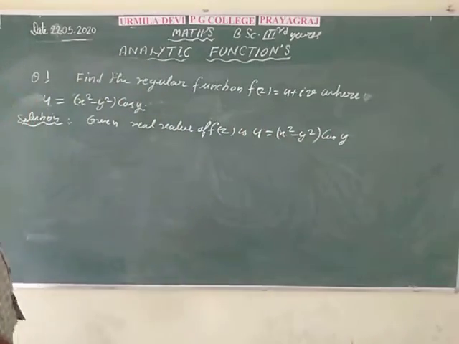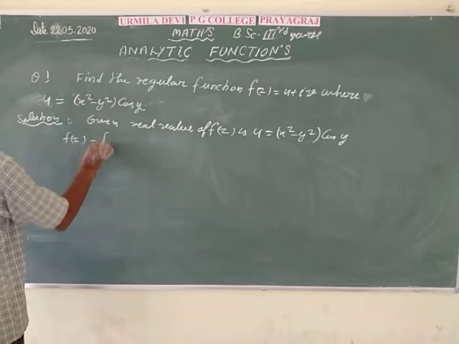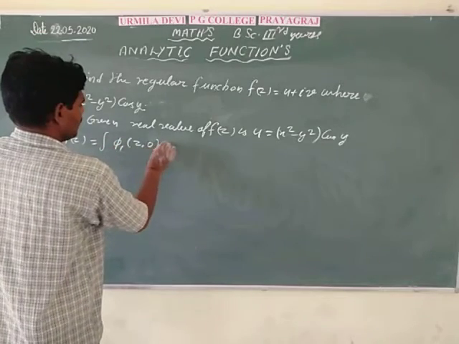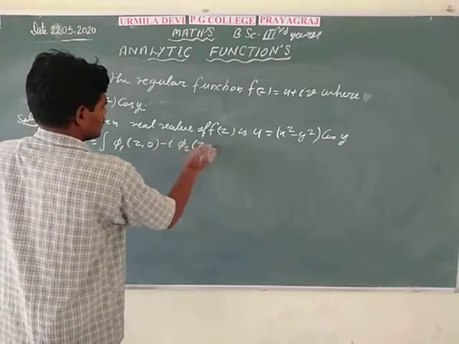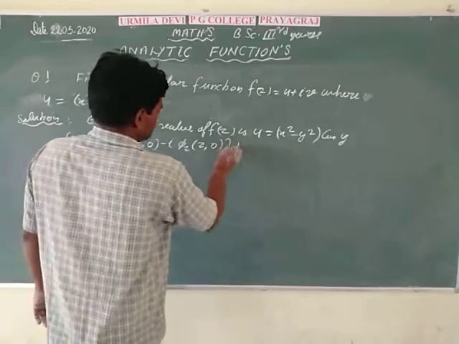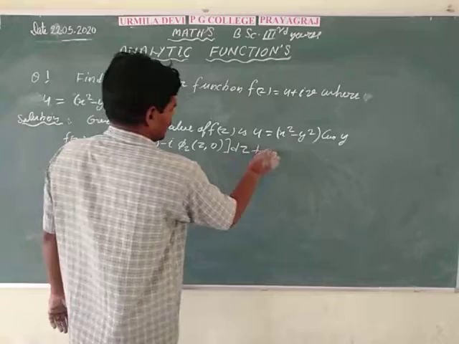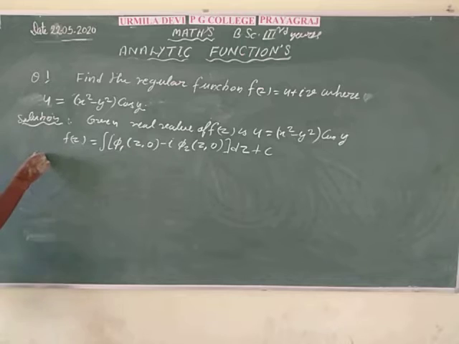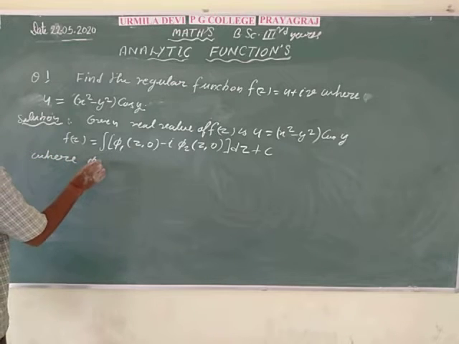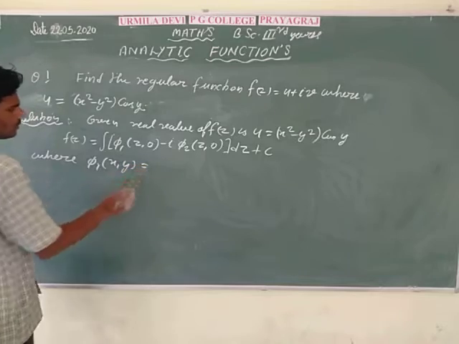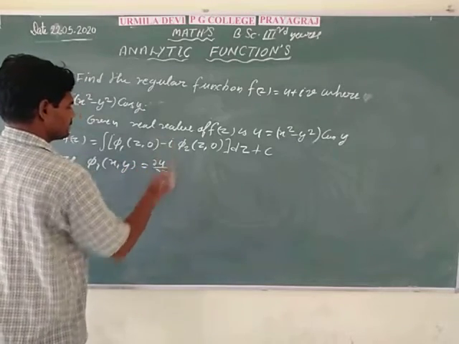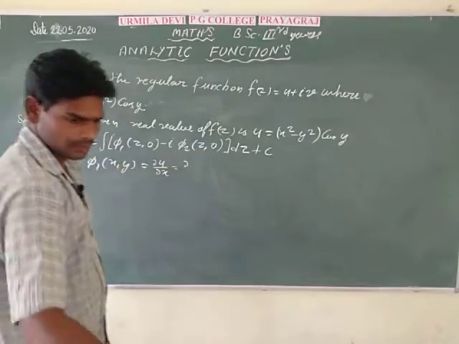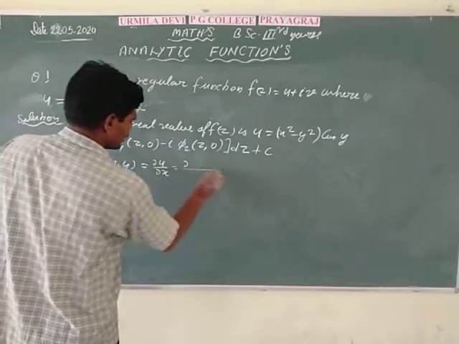By the Milne-Thomson method, f(z) is equal to the integral of φ1(z, 0) minus i times φ2(z, 0) with respect to z, plus a constant. So first find the value of φ1, where φ1 in x, y variables is equal to ∂u/∂x. Here, putting in the value of u, find φ1 = ∂u/∂x.